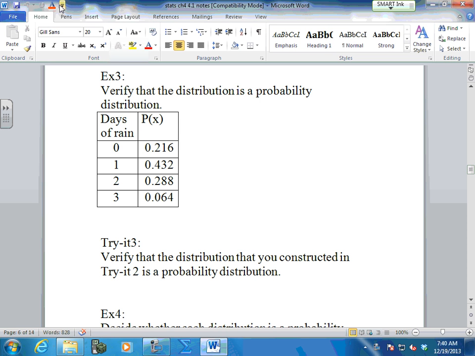We need two things for this to be a probability distribution. We need the individual probabilities to be between 0 and 1, fraction or decimal, and we need the sum of all the probabilities to equal 1. It works well to set up a table with all the possible outcomes, and then you figure out the probabilities so that you ensure that your sum is equal to 1.